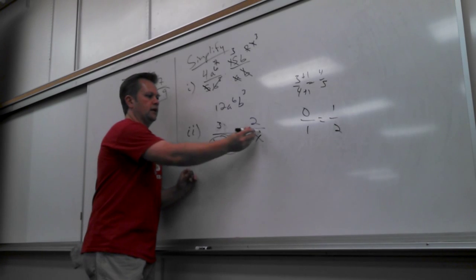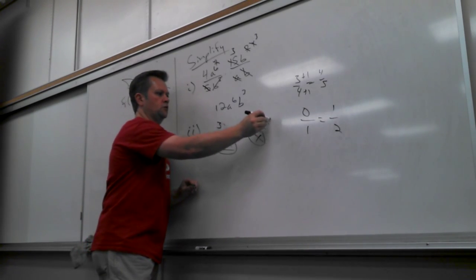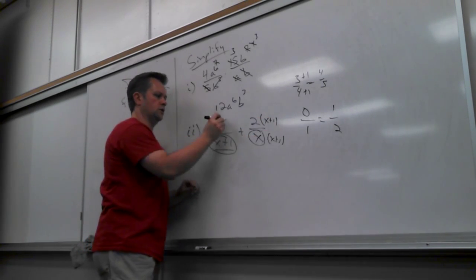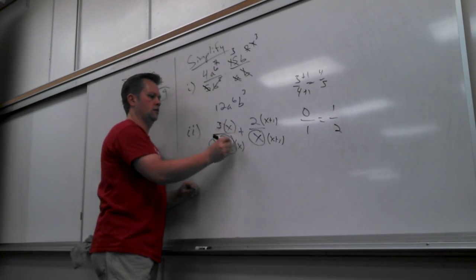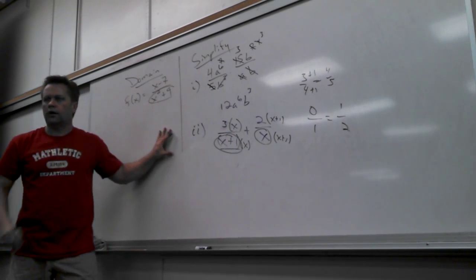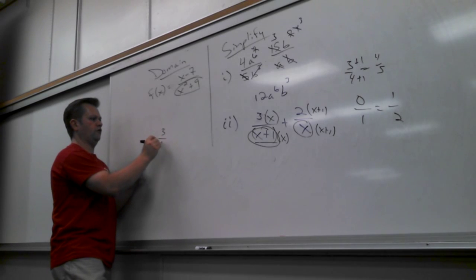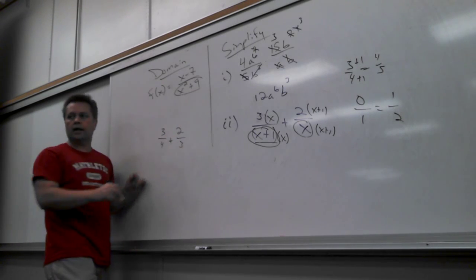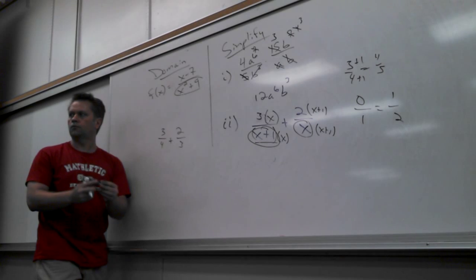He's got an x plus 1. He's got an x, so he's missing x plus 1. He's missing x. Right, exactly the same as, how would you do this? 3/4 plus 2/3. How would you add those? What would you do?